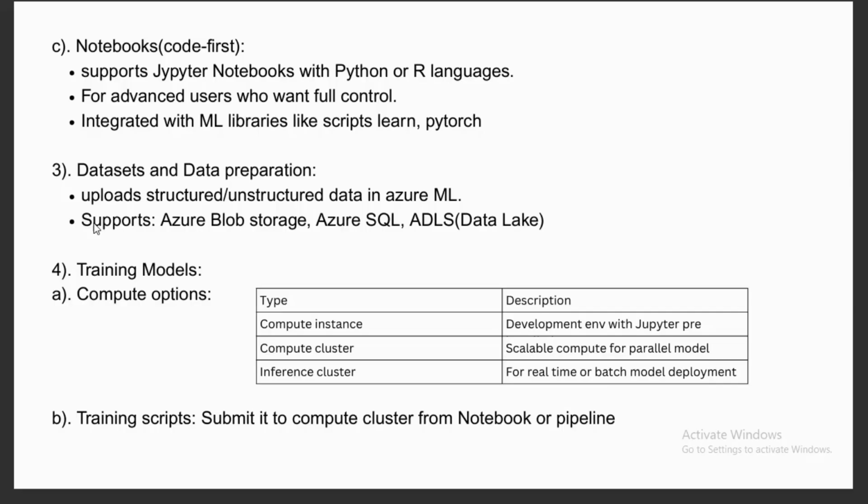Then we can see the other capabilities: datasets and data preparation. Using that, you can upload structured and unstructured data in Azure ML. It can support other services like Azure Blob Storage, Azure SQL, and ADLS, which is a data lake. Then we have training models and compute options. We also have training scripts that we can submit to the compute cluster from the notebook or pipeline.